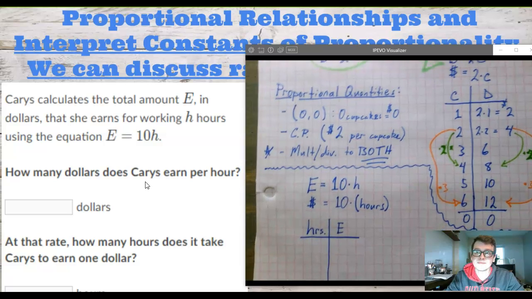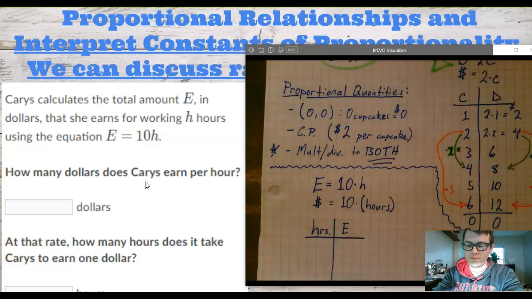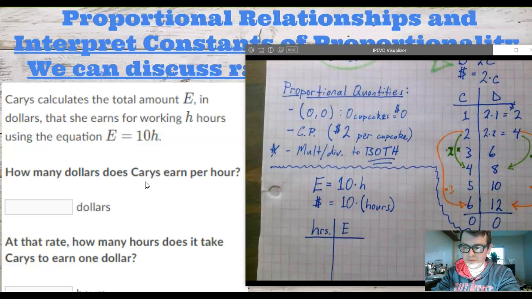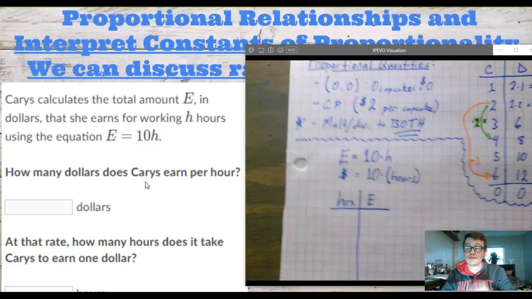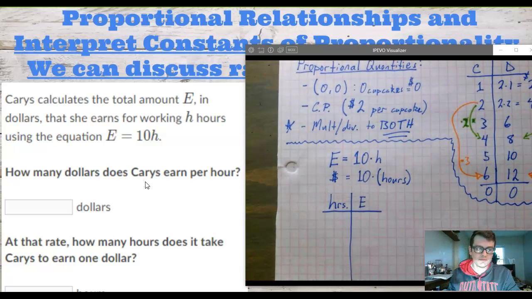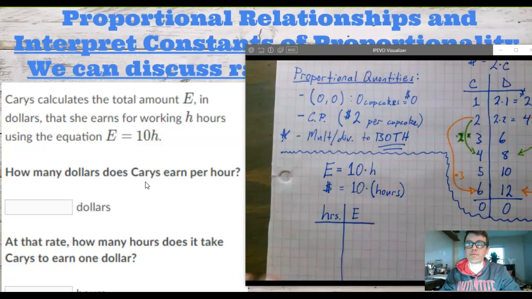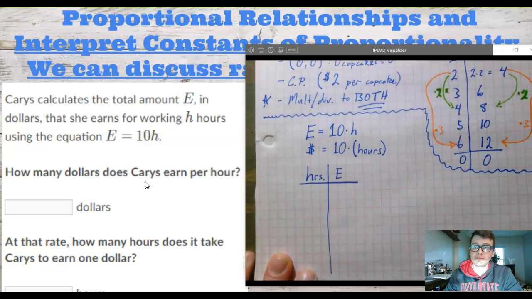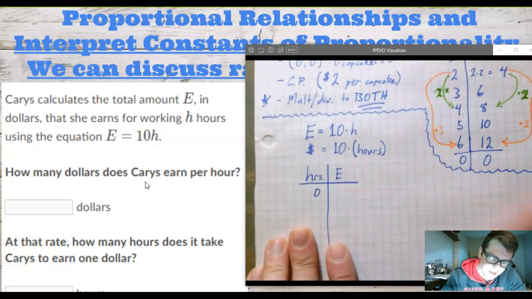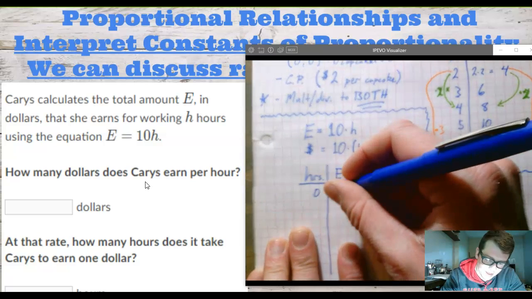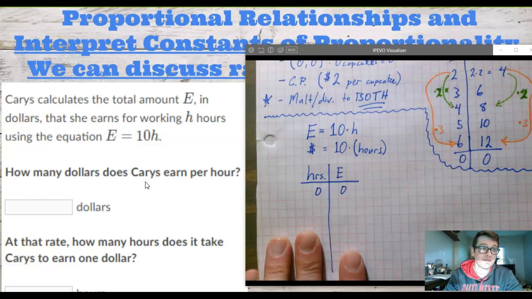At first we were kind of confused about what the hours were. And then we came up with, because the 10 and H are automatically together, and then there was an equal sign next to the E. Basically, you would have to multiply how many hours she worked by 10 to get her earnings. So if she works 0 hours, well, anything times 0 is 0. So there's that 0 point.